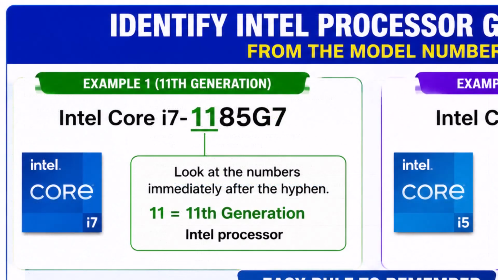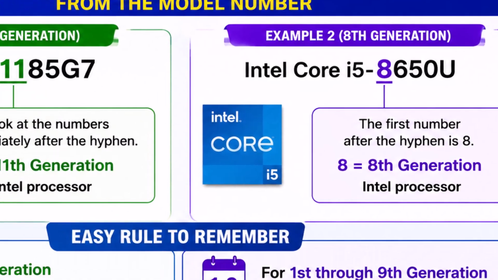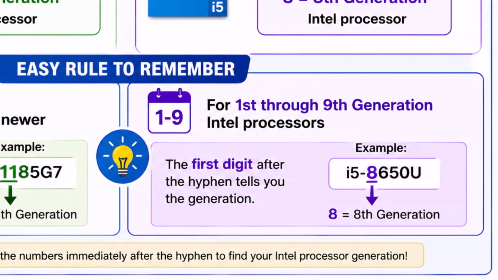If your processor is Intel Core i7 1185G7, look at the numbers immediately after the hyphen. The 11 tells you it's an 11th generation Intel processor. If your processor is Intel Core i5 8650U, the first number after the hyphen is 8, which means it's an 8th generation Intel processor. Here's an easy rule to remember. For 10th generation Intel processors and newer, the first two digits after the hyphen indicate the processor generation. For 1st through 9th generation processors, the first digit after the hyphen tells you the generation.